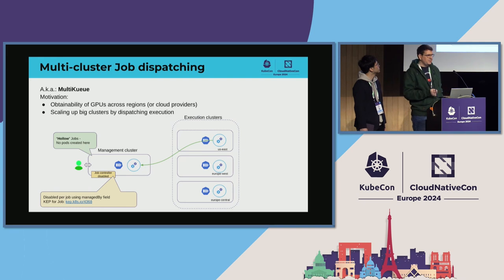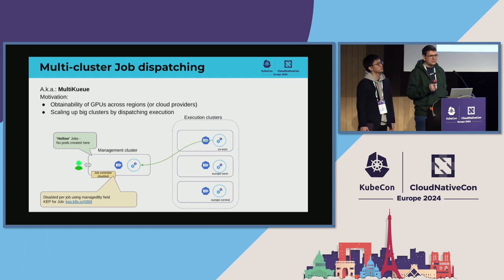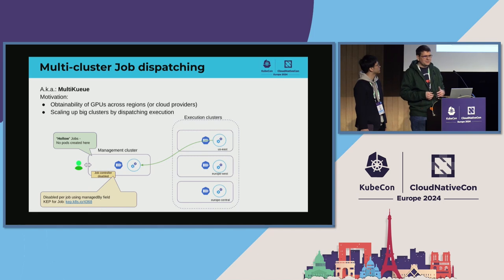The next feature that we are passionate about is multi-cluster job dispatching, aka multi-queue. The main goals for this project are two. The first one is to improve the GPU obtainability. By using clusters in different regions, you may have GPUs available at different times due to peak hours being at different times. And with this feature, you can also probe GPU obtainability from different cloud providers.